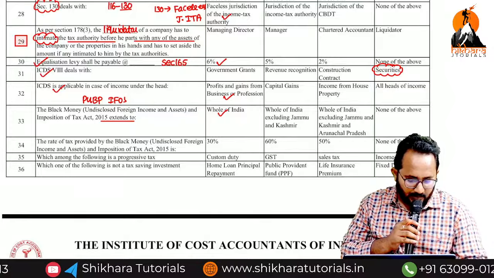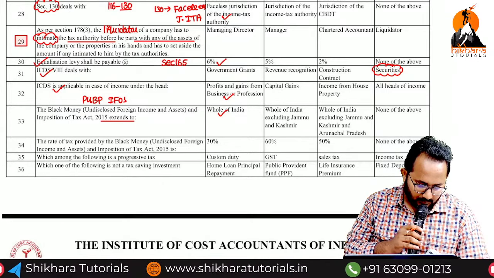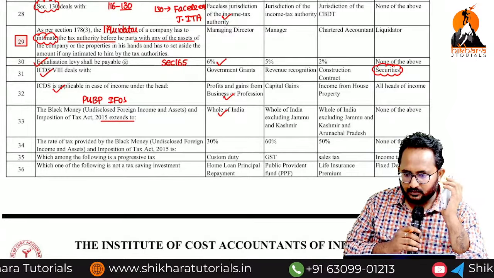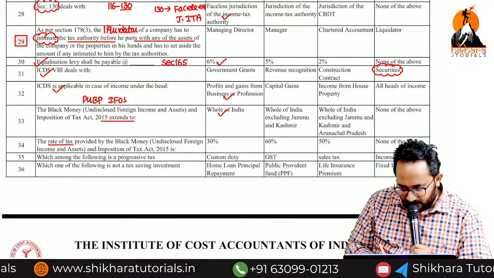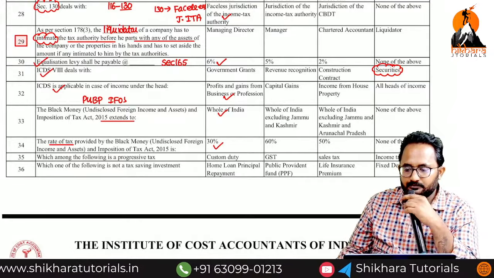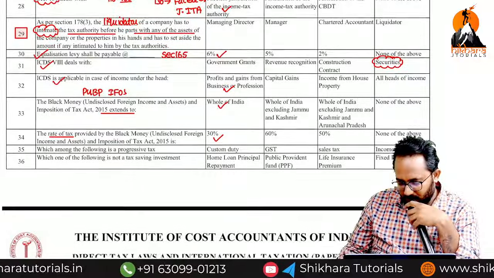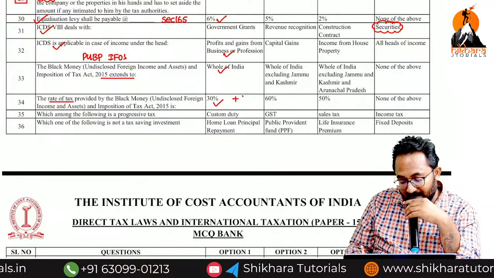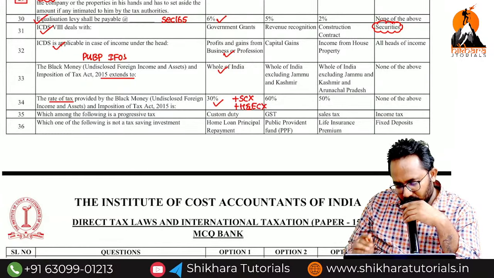Super. Next, wait a minute. Now, what is the rate of tax in that Black Money Act? 30%. Remember, don't add any. Clarification videos I will give one by one. What is that? 30%. Here, don't add any surcharge and health and education cess. They have given just 30%. That's enough.